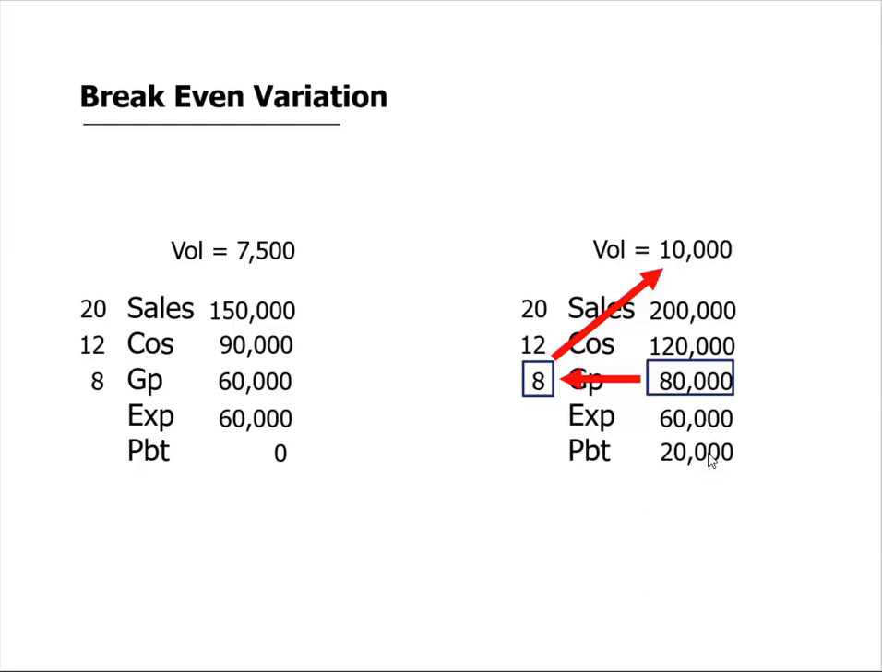Check your maths. 200,000 minus 120,000 equals 80,000. Minus 60,000 equals 20,000. And therefore what we have determined is that we have to produce an extra 2,500 more units in order to make this profit of 20,000 under these conditions.